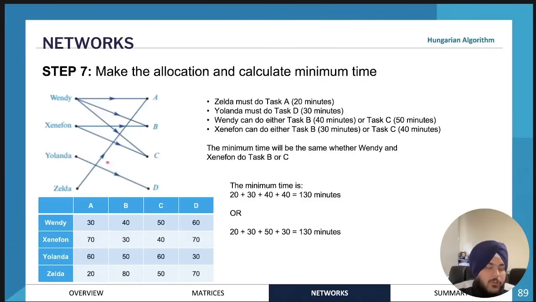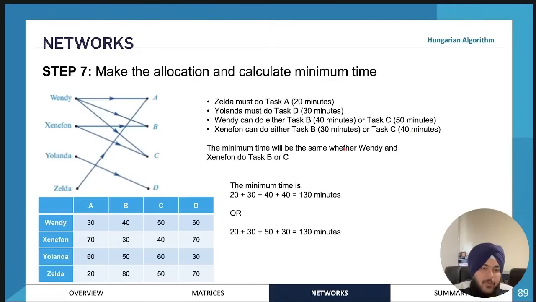so Yolanda, who can only do task D, will be allocated to task D, so 30 minutes. Well, not that she can only do task D, but she can do task D in the minimum amount of time. Wendy can either do task B or task C, and then Xenophon can either do task B or task C. So it doesn't really matter who you allocate to what for Wendy and Xenophon. Most of the time, this is not going to be the case. It's going to be really, really specific. So it doesn't really matter because either way, you're going to get the same answer. It's up to you which one you choose.